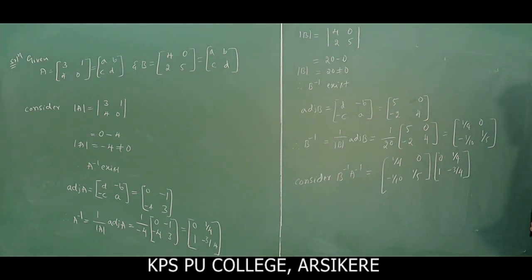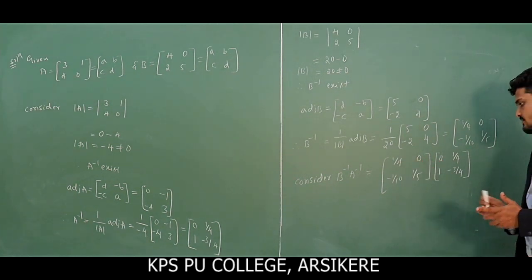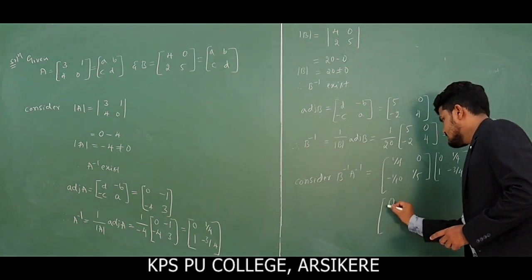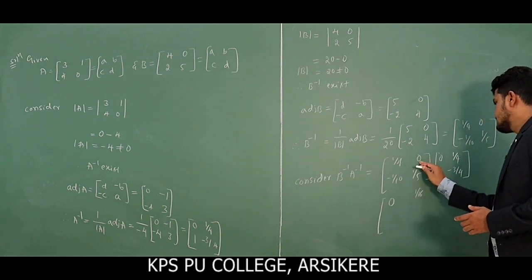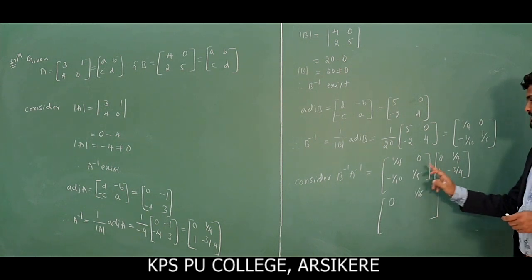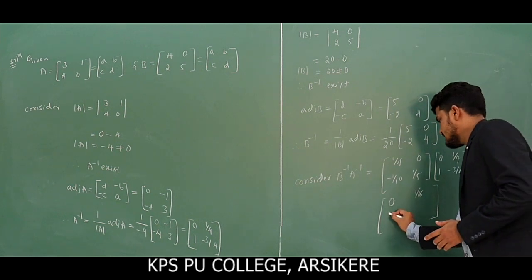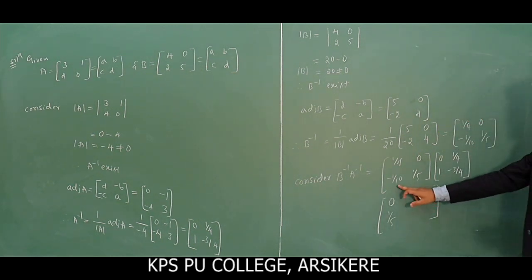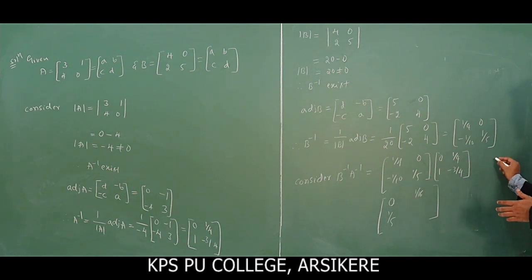So by using matrix multiplication, first row, first column: 1 by 4 into 0, 0, plus 0 into 1, 0. So first element 0. Next, first row, second column: 1 by 4 into 1 by 4, 1 by 16, plus 0 into minus 3 by 4, 0. Next, second row, first column: minus 1 by 10 into 0, 0, plus 1 by 5 into 1, 1 by 5. Next, second row, second column, right? Minus 1 by 10 into 1 by 4, minus 1 by 40.